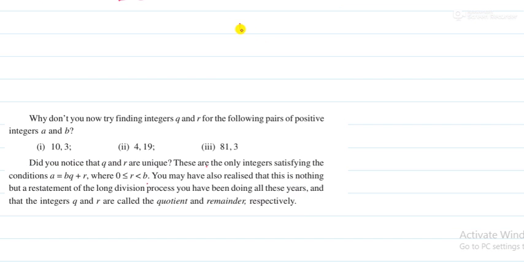Let us take one more example, 10 and 3. When we divide 10 by 3, 3 3s are 9 and remainder 1. So 10 can be obtained by multiplying 3 times 3 and adding remainder 1. So a and b we have taken into bq plus r. When you consider a and b as two positive integers, there exist q and r uniquely.